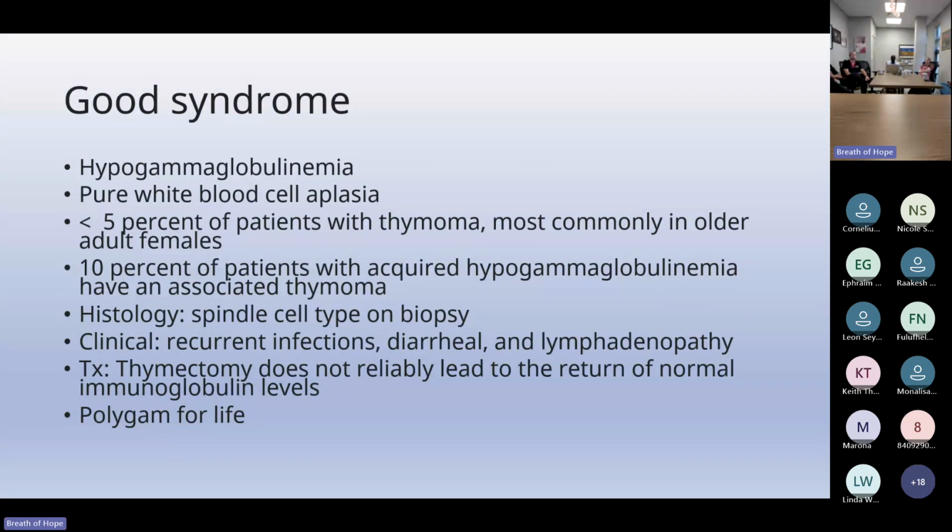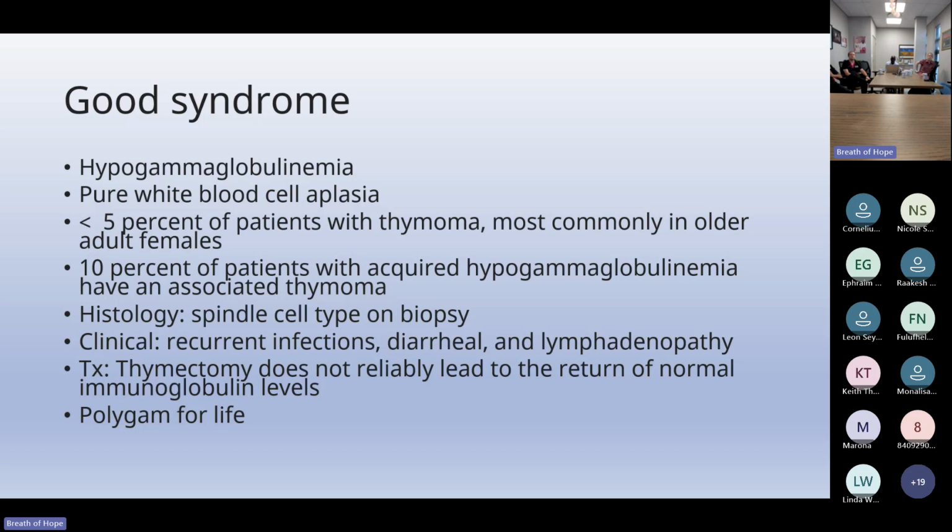What is Good syndrome? Good syndrome is really hypogammaglobulinemia, and they also tend to present with pure white cell aplasia, meaning mostly neutropenia and low white cells. It occurs in less than 5% of patients with thymoma, most commonly in older adult females. 10% of patients with acquired hypogammaglobulinemia have an associated thymoma. Histologically, on biopsy they tend to have a spindle cell type of thymoma. Clinically, they tend to present with recurrent infections, diarrhea, and lymphadenopathy.